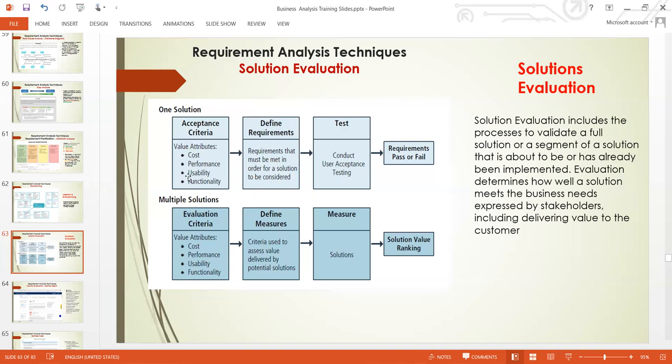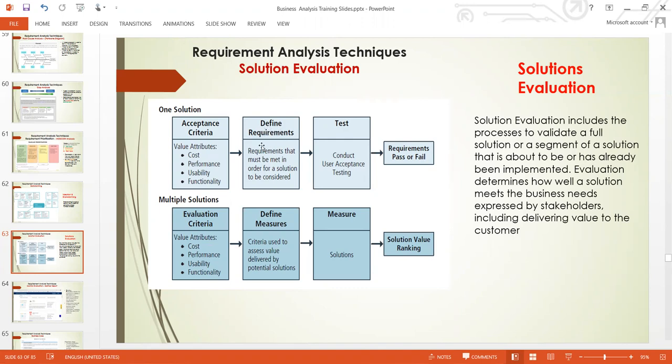And then we look at the performance of this solution. We look at usability, and we look at functionalities. It means that this solution has all the functionalities we desire and is within this cost. And the ease of deployment. So any of these solutions that comes within this acceptance criteria is going to be the solution we are going to use for the project.